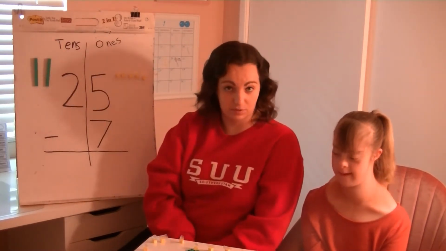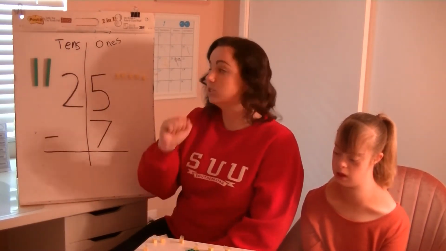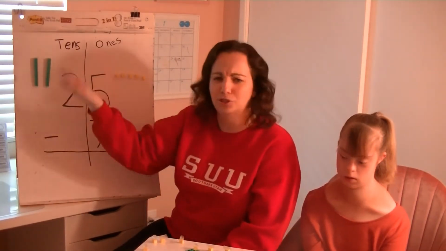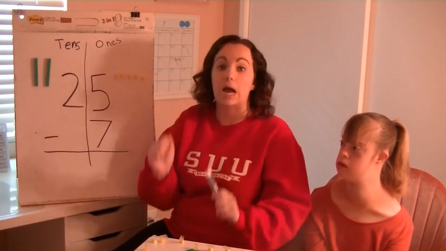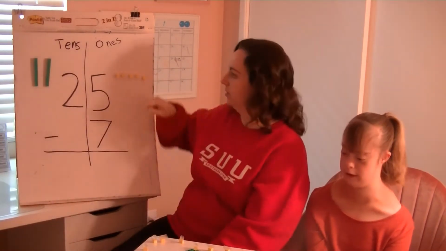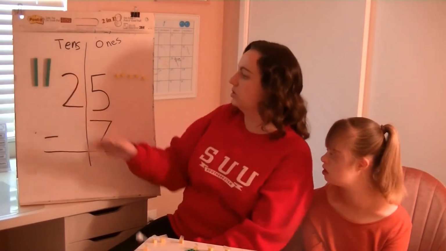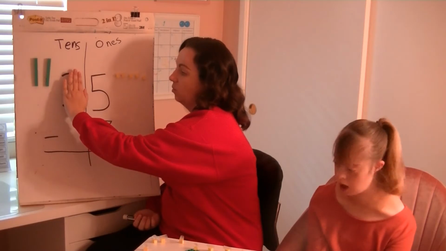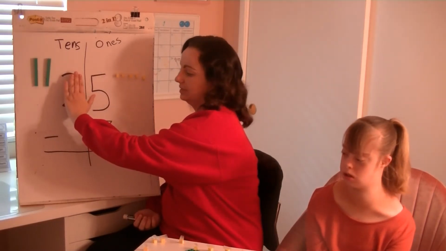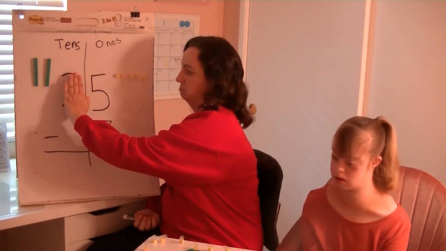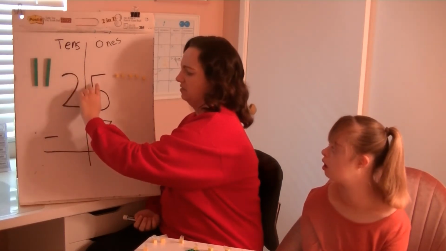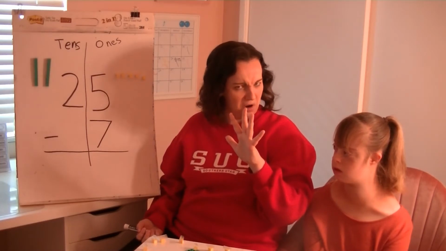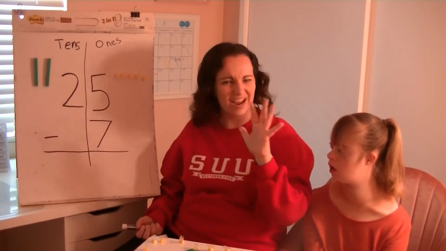Just like we did with addition, we always want to start on our ones side. Don't be tricked and think, oh, I know what this is, I'll just start on the tens. No, you got to start on the ones side, okay? Here I am on the ones side, looking just at the ones side, it's asking me, what is 5 take away 7? 5 take away 7? 5 take away 7? Can I do that?